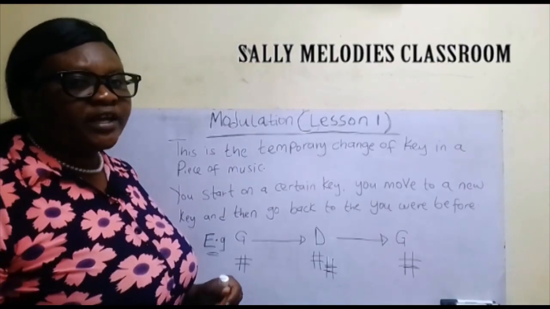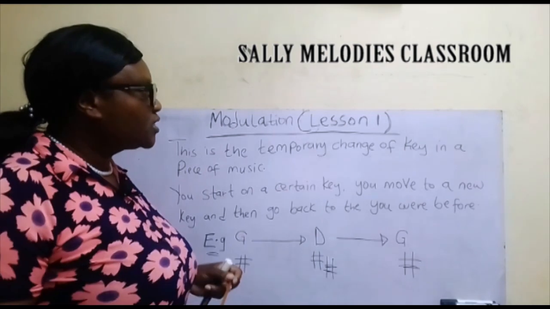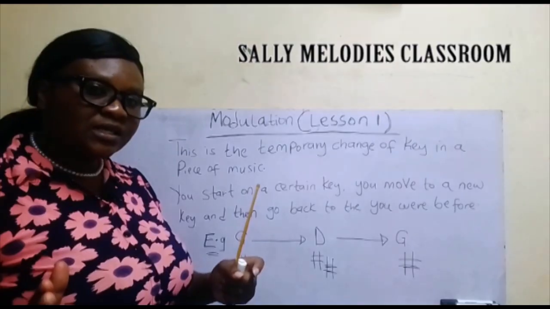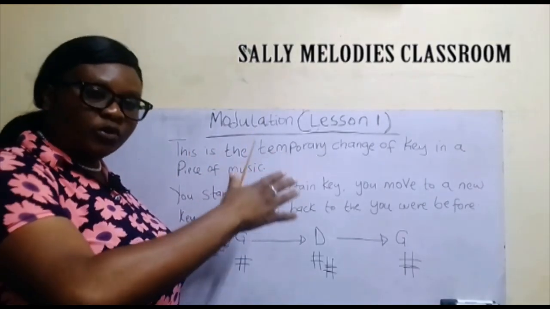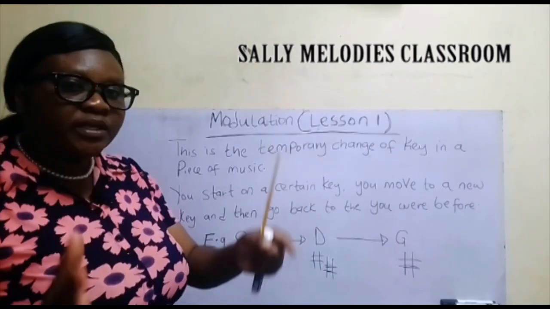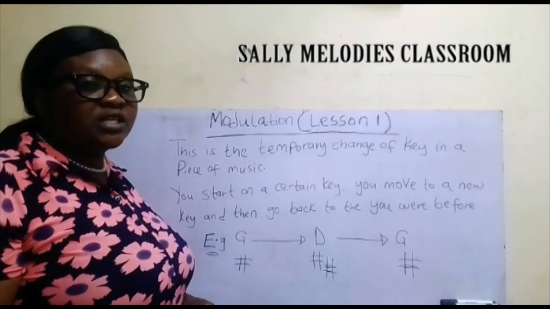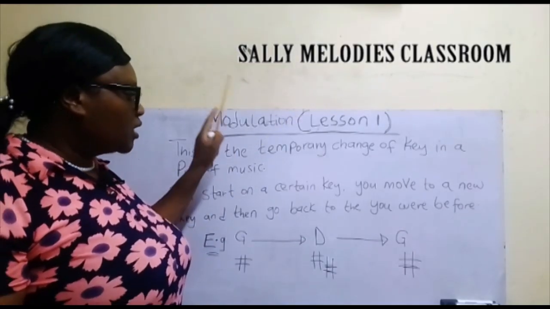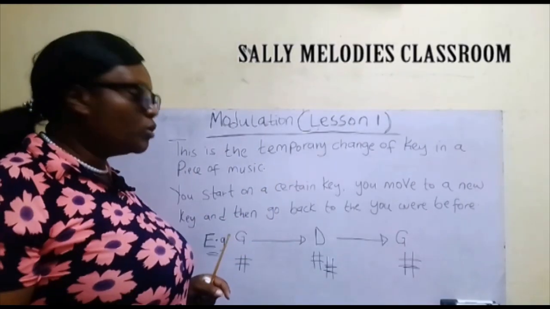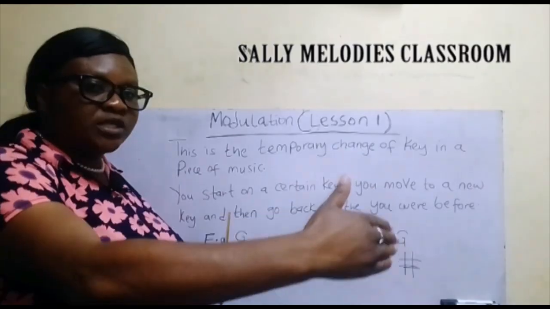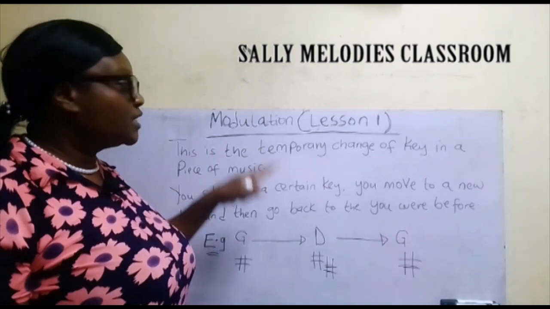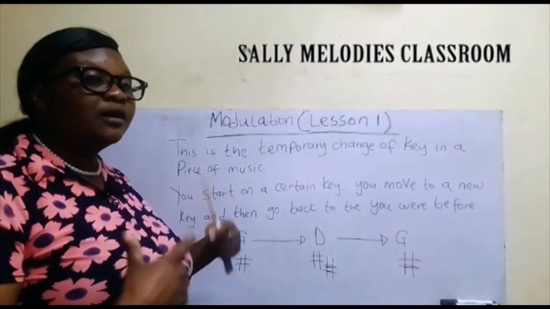Modulation is different from transposition. Transposition is whereby you move a whole piece from one key and then you sing it on a different key, or you play the song on a different key. A whole piece, you move it to a different key. But modulation, you don't move the whole song. You move some parts of the song from one key to a new key, and then you come back to the original key. So that is the difference between transposition and modulation.